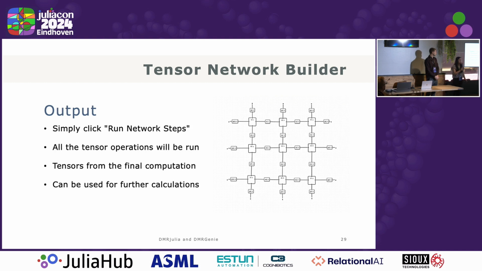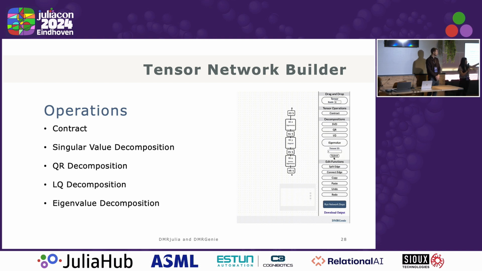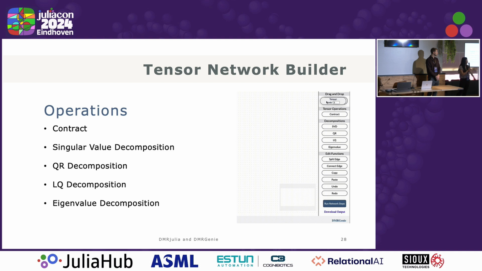Once you're done with all your computations, you simply click run network steps, and it'll do all the computations you've done up until that point, and the output will be the tensors that resulted from the very last computation you did. These tensors you can use with the rest of the library if you need to continue the operations further. The operations you can do include contract, singular value decomposition, QR decomposition, LQ decomposition, and eigenvalue decomposition. As you can see on the GIF over here, it is doing an eigenvalue decomposition.